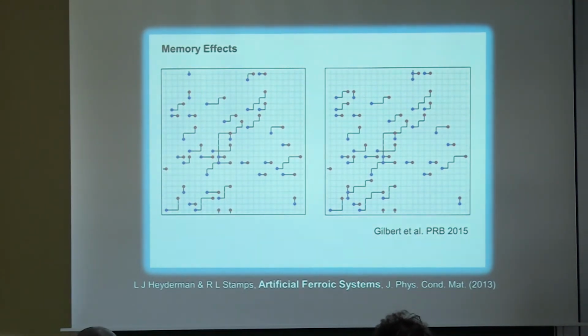Just to show a few more examples, this is from Peter Schiffer's group, some work by Ian Gilbert. The idea here is that magnetic materials can show a memory in the hysteresis. And with artificial spin ice, you can visualize these memory effects. You can see that these two configurations have been obtained by going through a minor hysteresis loop, and they look very similar.